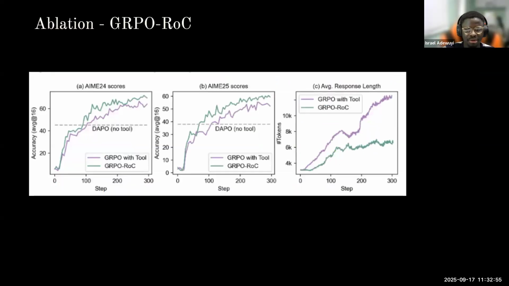Another ablation they carried out was comparing GRPO itself to just GRPO with tools, but using the same model. So they still stuck with Qwen3 14B, the SFT version, and they carried out just GRPO with tools. So you would observe the AIME 24, AIME 25 scores, and then the average response length during evaluation across all of the steps. So basically trying to highlight the fact that GRPO with resample on correct by itself leads to some performance gains.